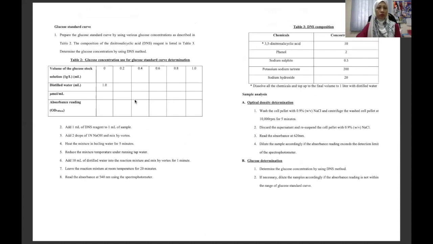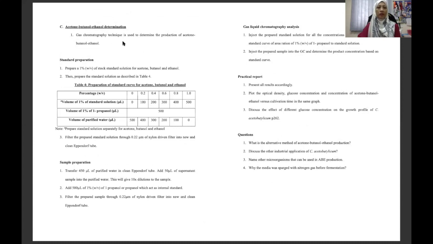So you need to carry out the NSSA, and you need to carry out OD. The NSSA is to check for the glucose consumption, how much glucose is being consumed by the Clostridium, and optical density is for you to check the growth profile. Then this is the analysis that is very specific for the product produced from the fermentation, which is acetone, butanol, and ethanol fermentation.